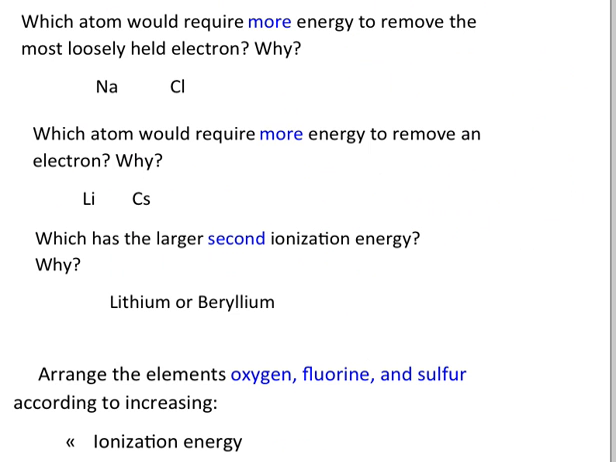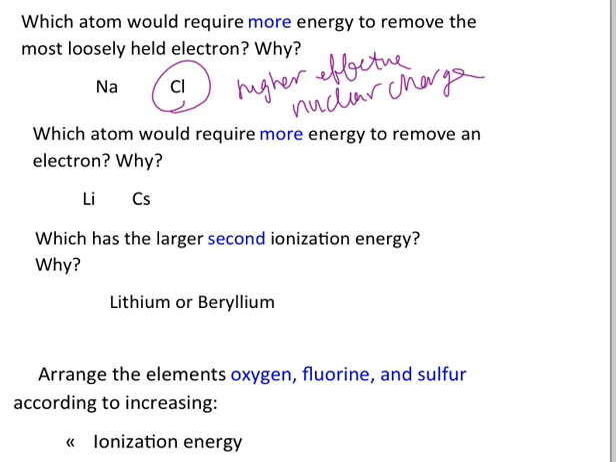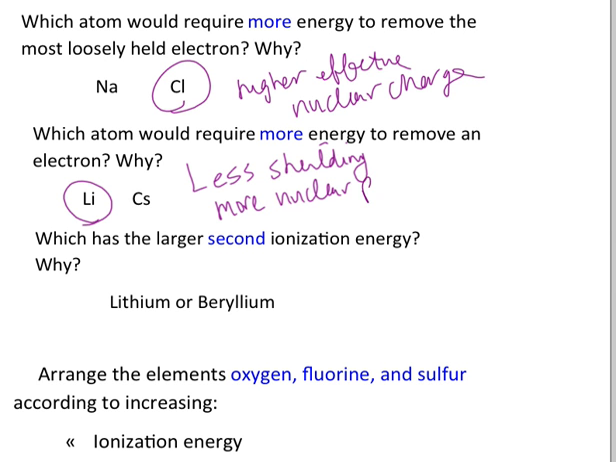Which atom would require more energy to remove the most loosely held electron, and why? Sodium or chlorine? Chlorine. Why? Higher effective nuclear charge. Which atom would require more energy to remove an electron, lithium or cesium? Lithium. Why? Less shielding. And in this case, we're talking about removing that electron, right? So there's more nuclear pull. So it's harder to get that electron off.